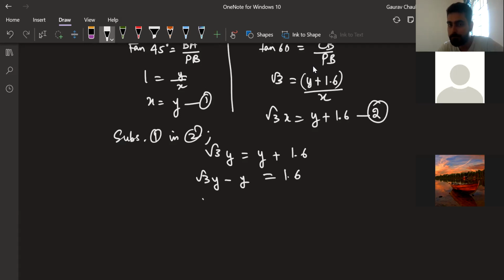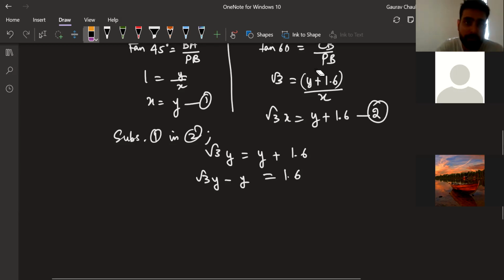Sir, root 3 is equal to 1.6. Root 3 equal to 1.6. Yes, sir. Root 3 y is equal to 1.6. Then y is equal to. Wait, what's going on? Where did y go? Minus y go. Okay. This is where you're losing me.